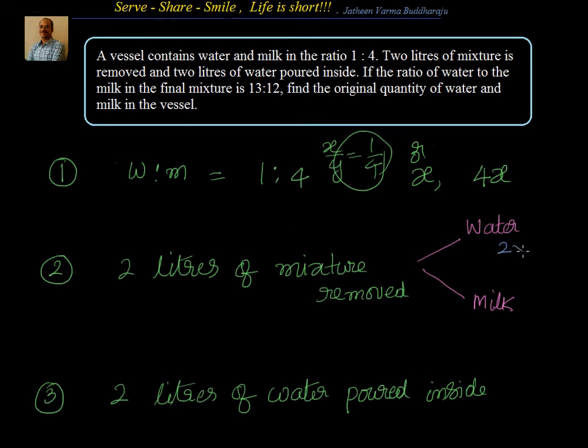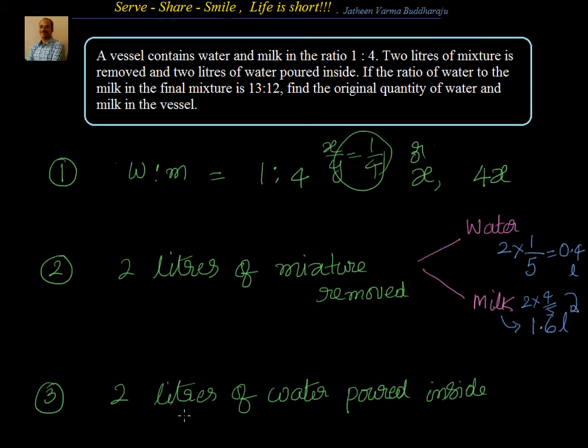That's nothing but equal to 2 into the ratio of water, which is 1 divided by 1 plus 4, that's equal to 5. So that is 0.4 liters of water is removed, and the milk removed is nothing but 2 minus 0.4, 1.6 liters, or you can also calculate it as 2 into 4/5, because milk ratio is 4 out of 1:4. So 4 by total, 1 plus 4, 5. So when 2 liters of mixture is removed, 0.4 liter of water is removed, and from the milk 1.6 liters is removed.